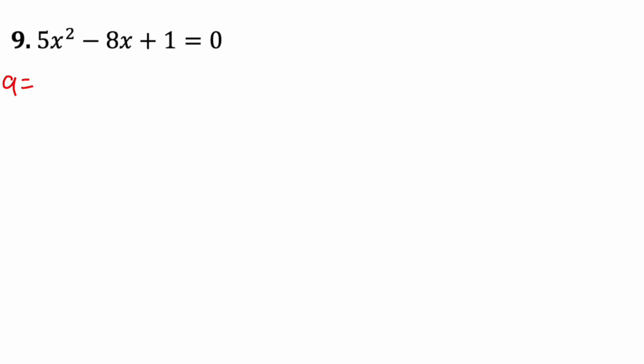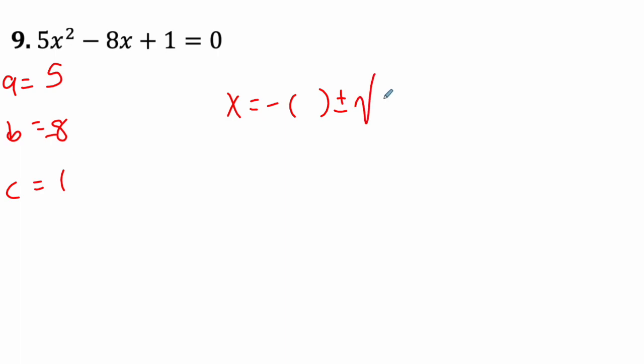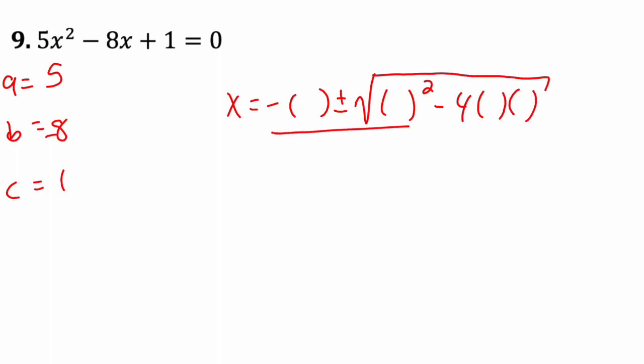Next up, A is 5, B is, I'm sorry, -8. C is 1. So quadratic formula. Let's see what we get here. X equals -b plus or minus square root. We got a b squared minus 4ac all under the root. And the denominator, we end up with 2 times a.